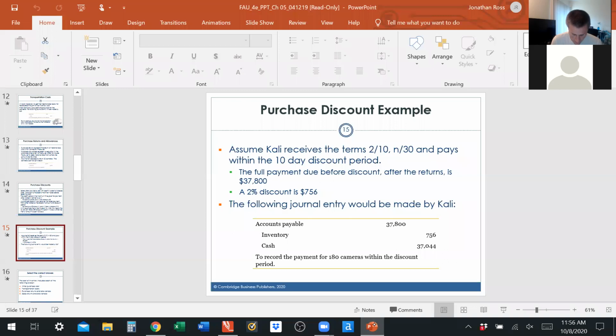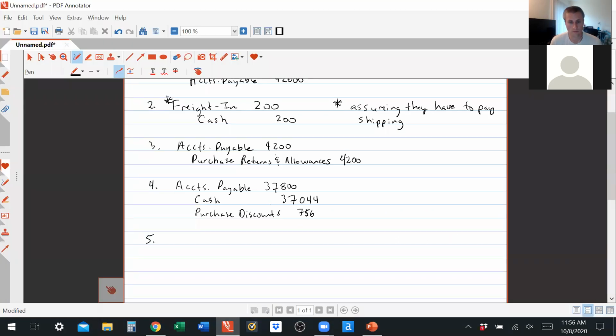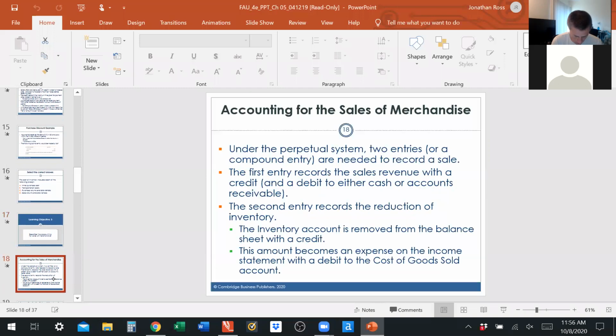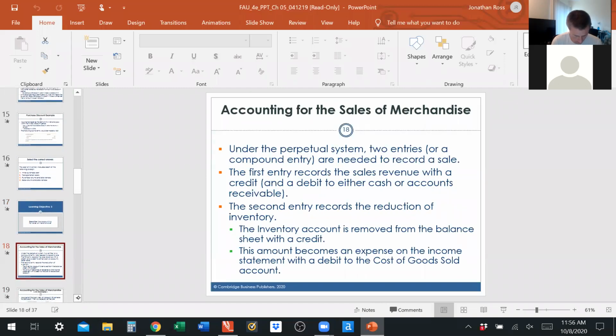So you can see how the entry differs between the perpetual system on your screen versus the periodic system. All right, let's go to the sales.